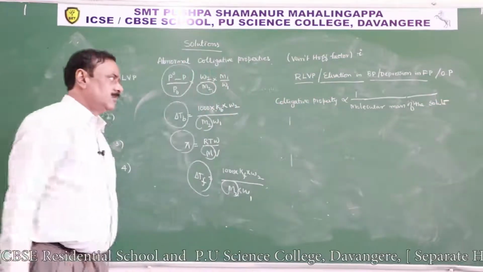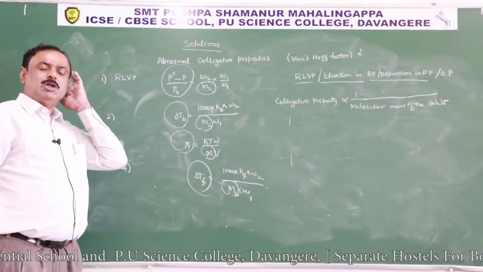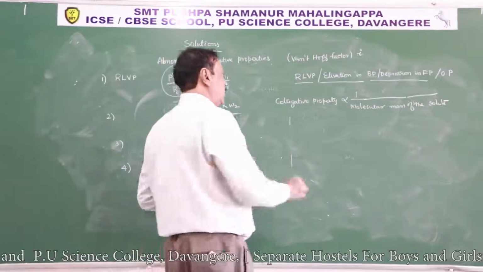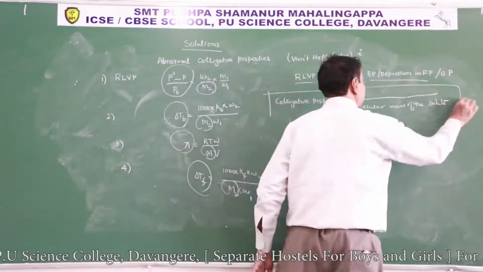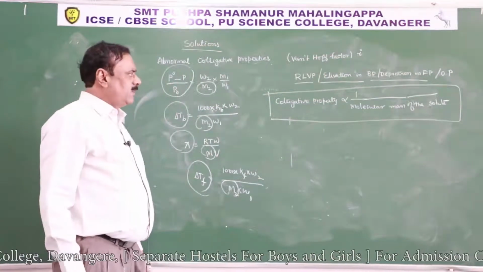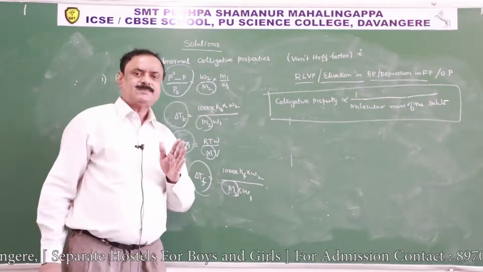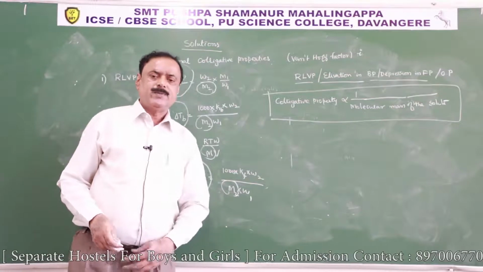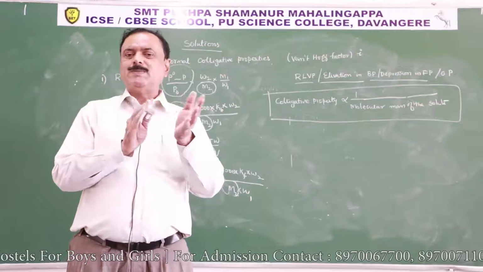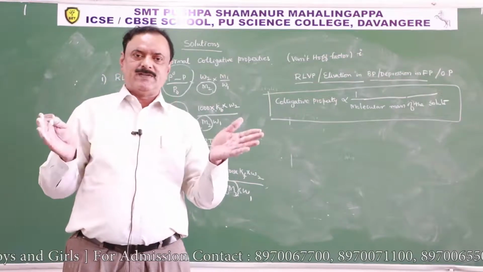Is it clear? Higher is the colligative property, lower will be the molecular mass. Lower is the colligative property, higher will be the molecular mass. Very important: colligative property is inversely proportional to the molecular mass. When you determine the colligative properties of different substances, either by the theoretical method or by the experimental method, the observed colligative property and the theoretical colligative property are different.